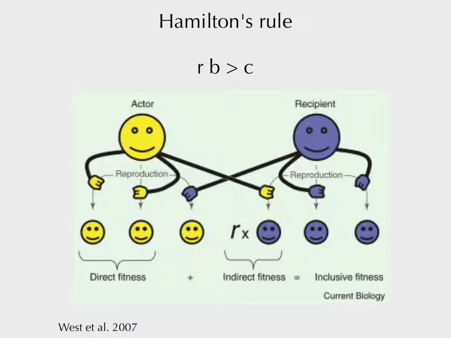And so here, actor and recipient, right? This one has direct fitness, right? Here are my babies, okay? But also indirect fitness, right? I help my second cousin with her kids, right? And does that count as much as helping me with my own kids? No, right? How do we discount that? We discount that by the relatedness.